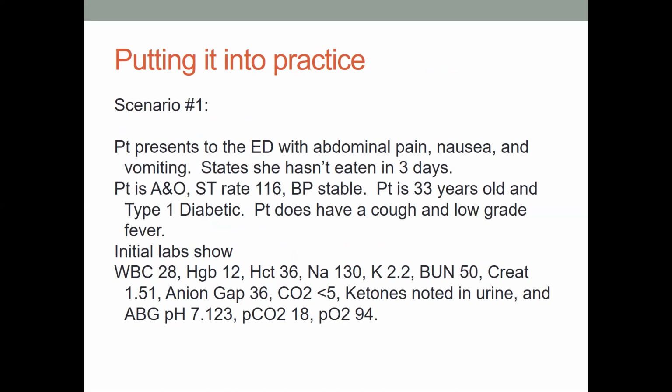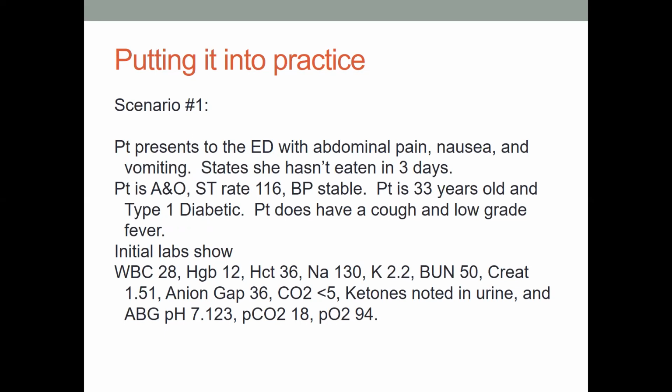All right, let's go over our scenarios. The first patient presents to the ED with abdominal pain, nausea, and vomiting. She hasn't eaten in 3 days. She's alert and oriented, sinus tach with a rate of 116, and the blood pressure is stable. She is 33 years old and a type 1 diabetic. She does have a cough and a low-grade fever.